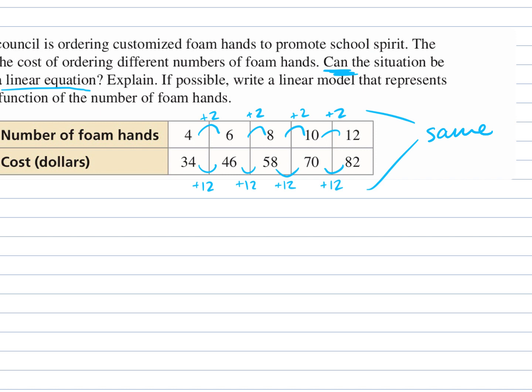These aren't the same. 2 and 12 are not the same, but because it's 2 every time and because it's 12 every time, we have the same up top here, the same on the bottom. We can model this as a linear equation. So this is linear. If I was adding 2, then 4, then 6, then 8, then you can't do it because then it's not linear.